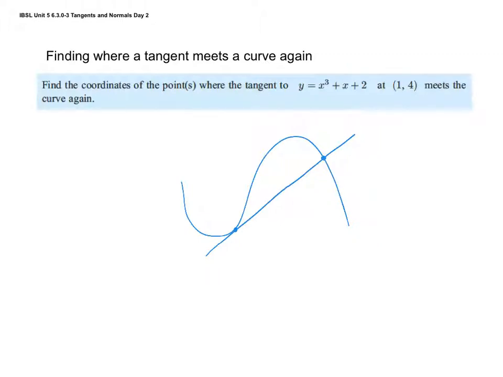Find the coordinates of the point, or points, where the tangent to y equals x cubed plus x plus 2 at the point 1, 4 meets the curve again. Now, if I want to find where a line meets a curve, what do I have to do? Or how do I do that?